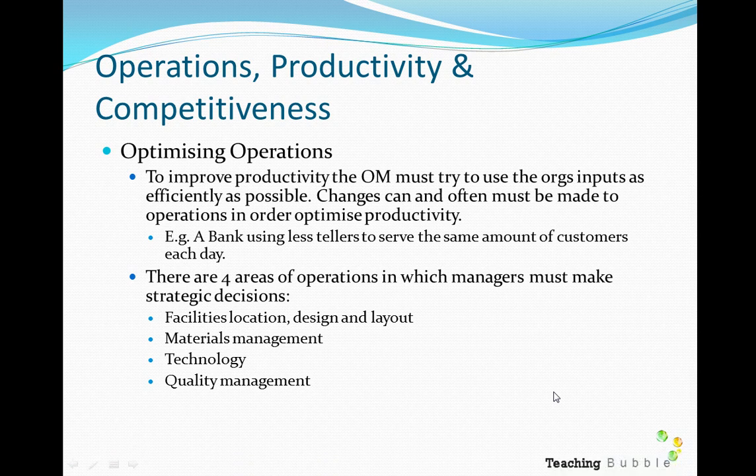Hi everyone, welcome back. This slide here is the slide from the previous video. So remember we were talking about optimizing operations to increase productivity, which then should increase competitiveness. And these are the four areas down the bottom there: facilities, location, design and layout, materials management, technology management, and quality management. And so today we're going to go through facilities.